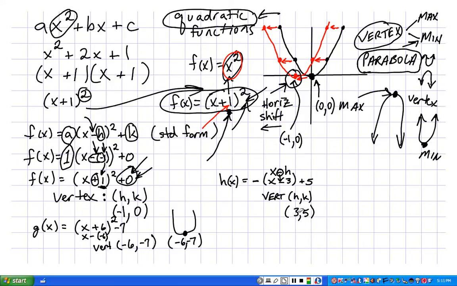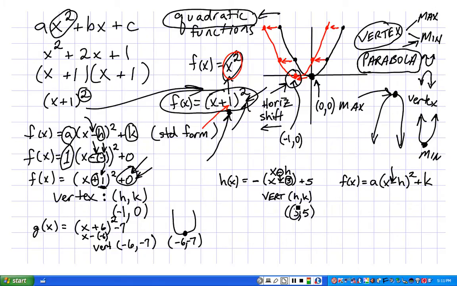It's not negative 3. It's a positive 3. This minus sign that's right here is part of the formula. Again, the formula says a(x minus h) squared plus k. The minus sign is part of the formula. So this minus sign we have here is part of the formula. So the h is really just the 3.